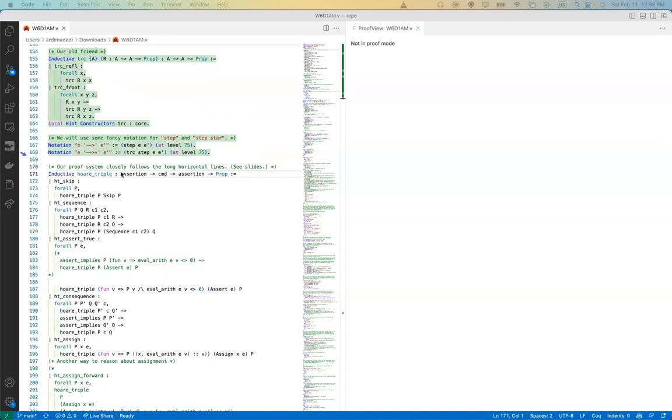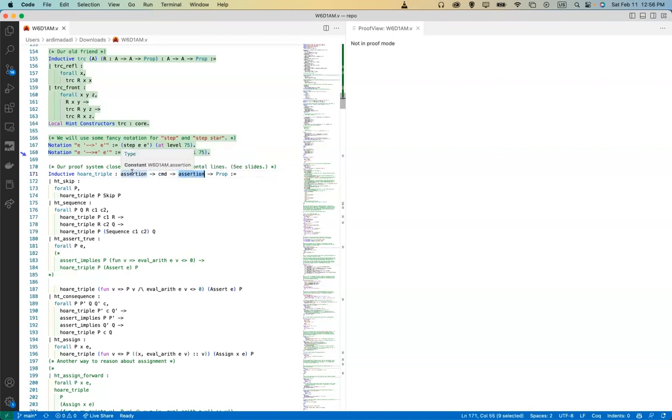Now, remember, Hoare triples take 3 things as inputs: an assertion in the beginning, an assertion at the end, and a program that executes between those 2 assertions. And they're true if the assertions hold before and after the execution.